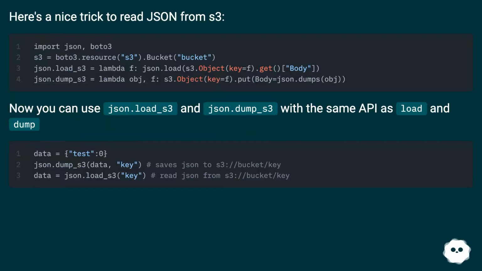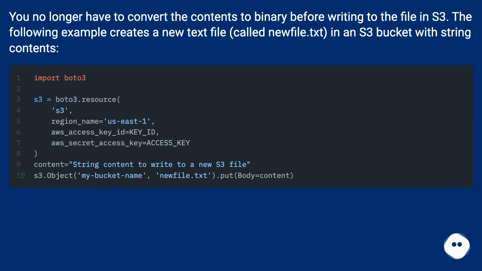Here's a nice trick to read JSON from S3. Now you can use json.load_s3 and json.dump_s3 with the same API as load and dump. You no longer have to convert the contents to binary before writing to the file in S3.